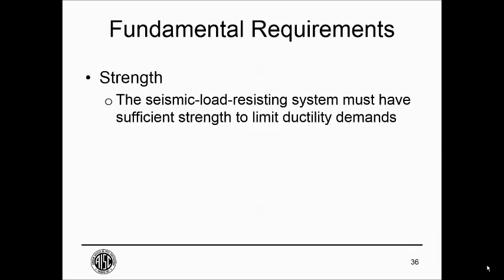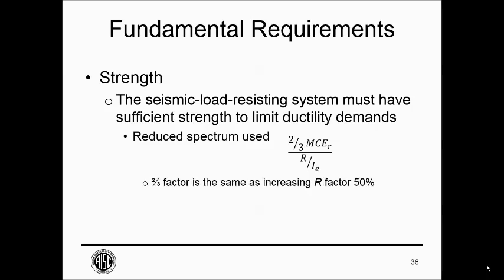Right. ASCE 7 tells us we need to achieve a certain design base shear strength. So that's the 2/3 MCE, and then we're modifying it by R over I sub E. And of course, that defines the spectrum, and we have to determine our period to see where we are along that spectrum. That 2/3 factor is, again, equivalent to using an R factor that's 50% greater.